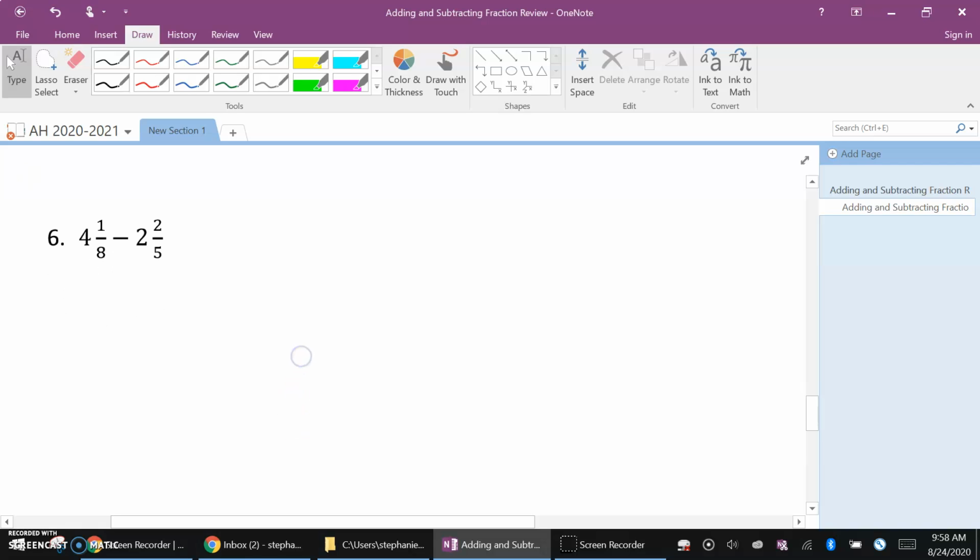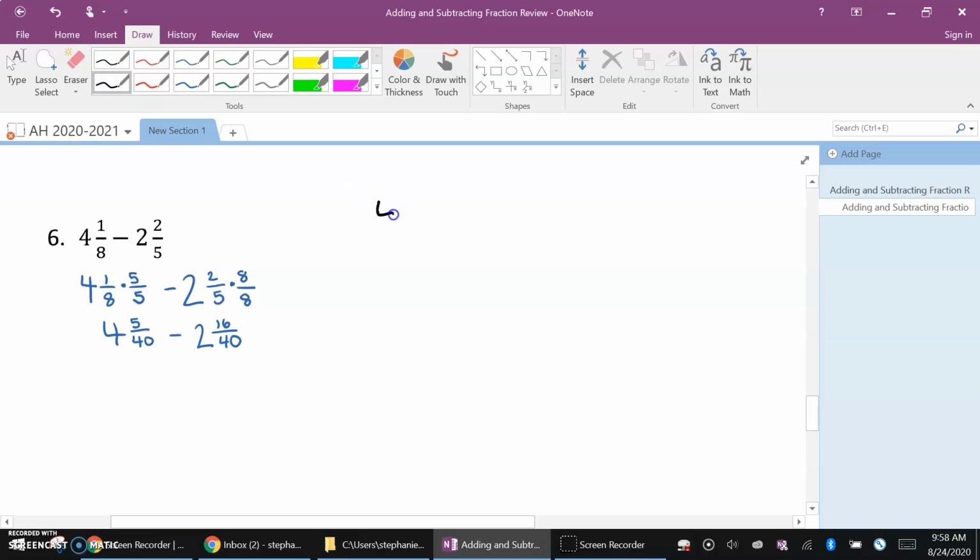So let's take a look at number 6. Common denominator here is going to be 40. So we are going to multiply this by 5 over 5. And we are going to multiply this one by 8 over 8. So we have 4 and 5 fortieths minus 2 and 16 fortieths.